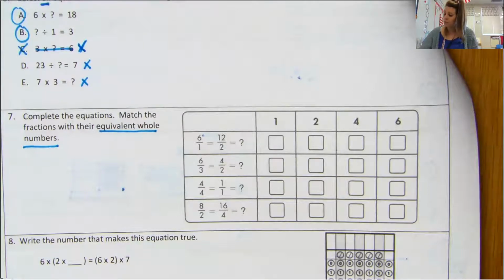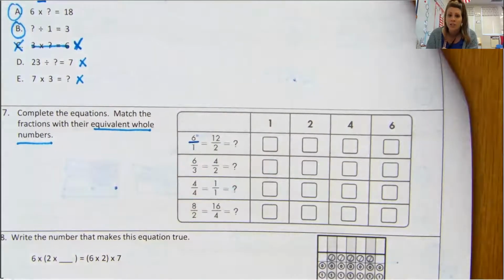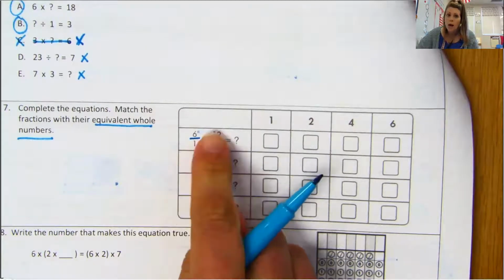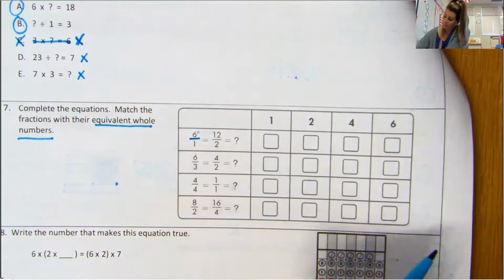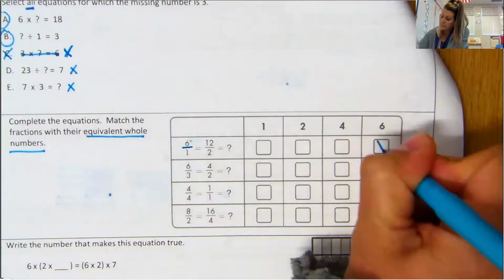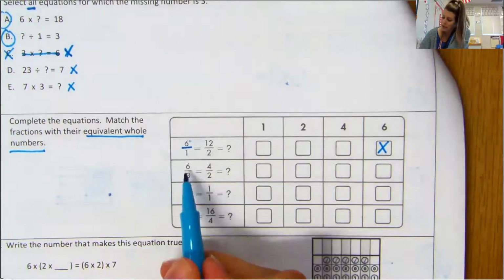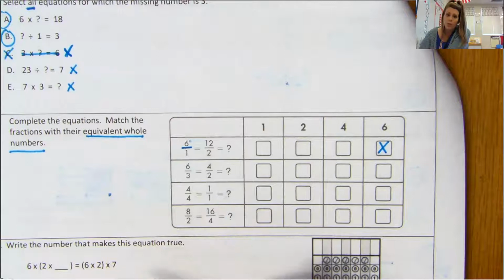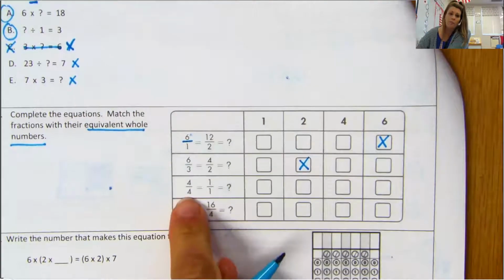All right, so if you remember, the fraction sign also stands for division. So if you said 6 divided by 1 or 12 divided by 2, what do both of those equal? You should have picked 6. Okay. What about 6 divided by 3? And 4 divided by 2. What do both of those equal? 2.